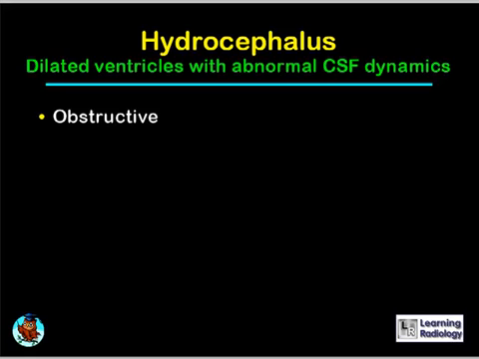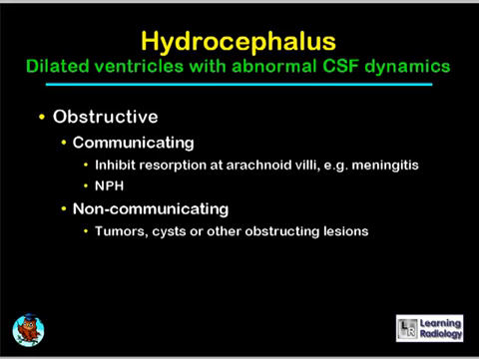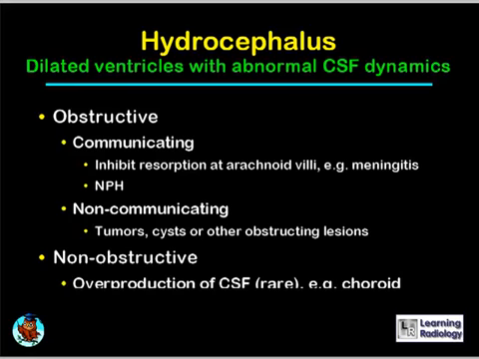There's obstructive hydrocephalus, which includes communicating, in which there's an inhibition on the resorption of the cerebrospinal fluid at the arachnoid villi, for example from meningitis, or from normal pressure hydrocephalus. And there's non-communicating obstructive hydrocephalus due to tumors, cysts, or other obstructing lesions. Non-obstructive hydrocephalus is the result of overproduction of CSF. This is much less common than the obstructive variety and is caused by something like a choroid plexus papilloma.